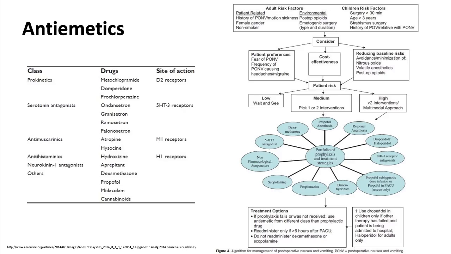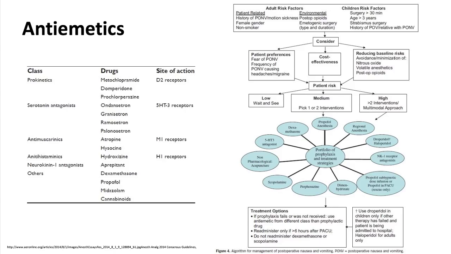Slower onset, potent antiemetic effect, and quite expensive, aprepitant that is. And then there's other ones like dexamethasone and propofol, midazolam, and even cannabinoids that have antiemetic effects. Let's look at risk factors for postoperative nausea and vomiting in adults versus children next.